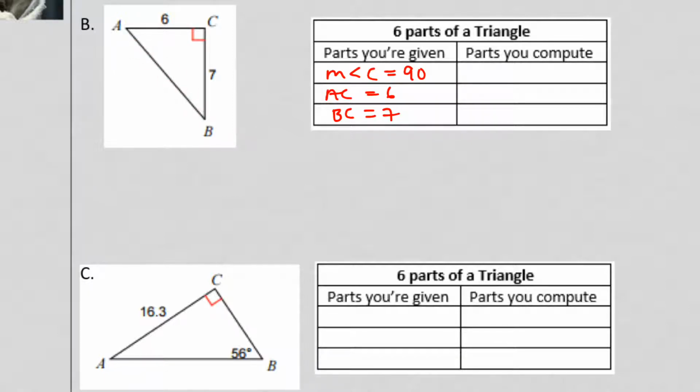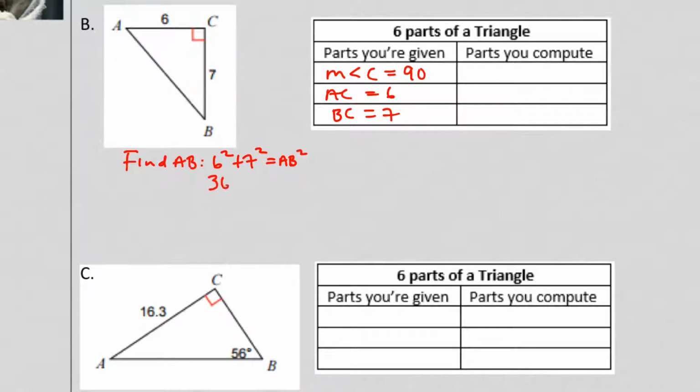Now in this case, remember that if I know two side lengths, I can use the Pythagorean theorem to find the missing third side. So here, to find AB, I'm going to use the Pythagorean theorem. So I'm going to say a squared plus b squared equals c squared. So here it's going to be 6 squared plus 7 squared equals AB squared. Again, AB is the side that I don't know.